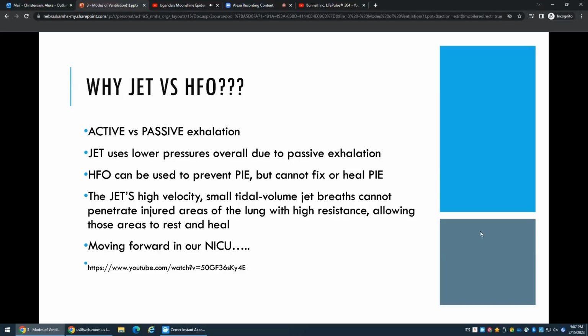However, at this time, we do only have 2 jets. So if those are both being used and we get another micropreemie, we will still have to use the oscillator. But moving forward, our oscillator will be used more for the difficult to manage blood gas babies, severe sepsis, high drops, diaphragmatic hernia, those kids who need to be ventilated with those high pressures, if that makes sense.